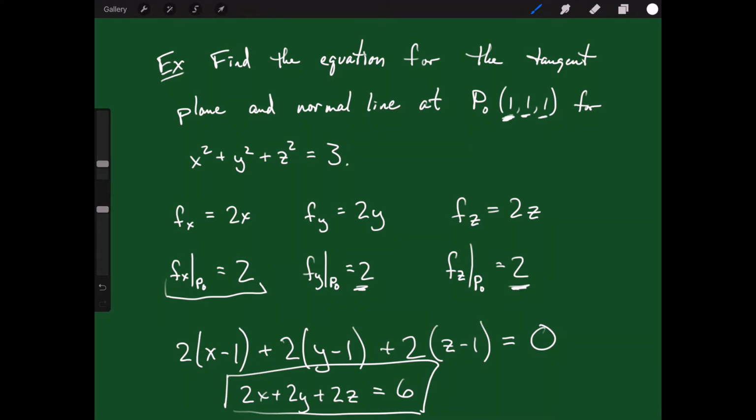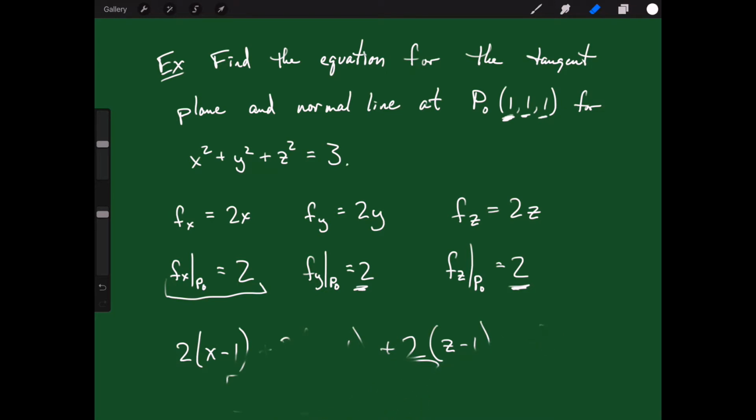Okay, that's kind of interesting. And now I'd want to find also the normal line. The normal line, we also have an equation for, but that equation for the normal line, I'm going to just erase real quick here. So the normal line, I have a parametric curve.